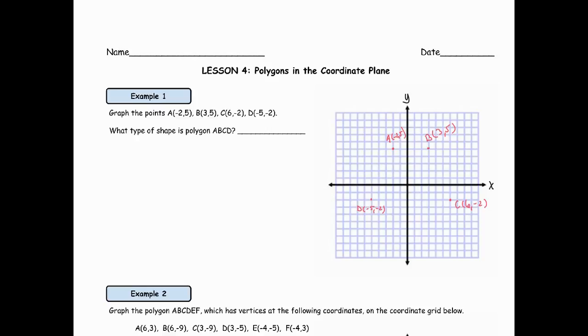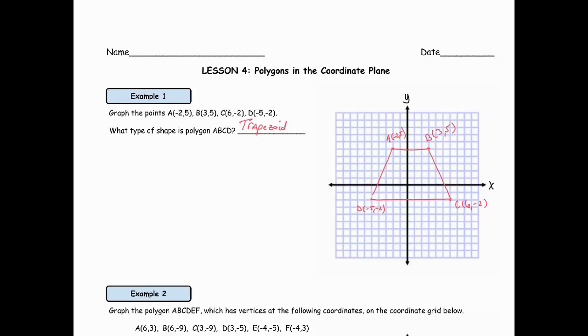Now, once we connect these, it looks like we end up getting a quadrilateral. More specifically, this quadrilateral is called a trapezoid. A trapezoid is a quadrilateral with only one pair of parallel sides.